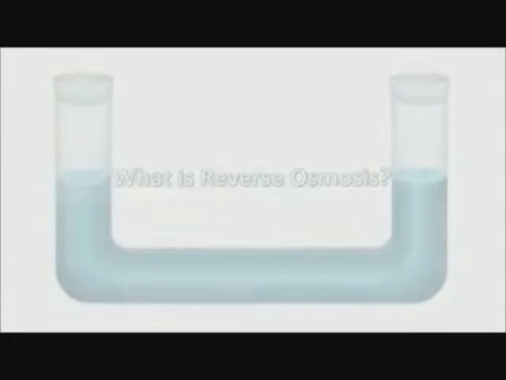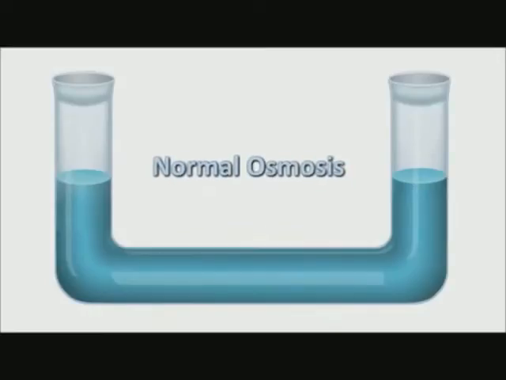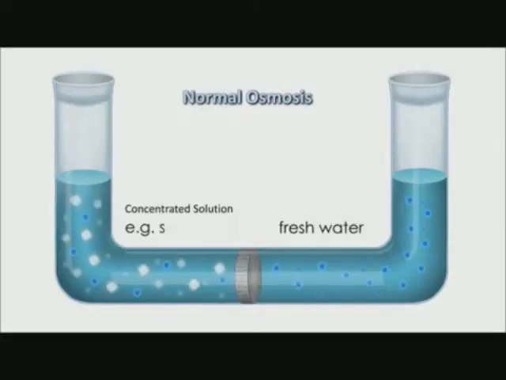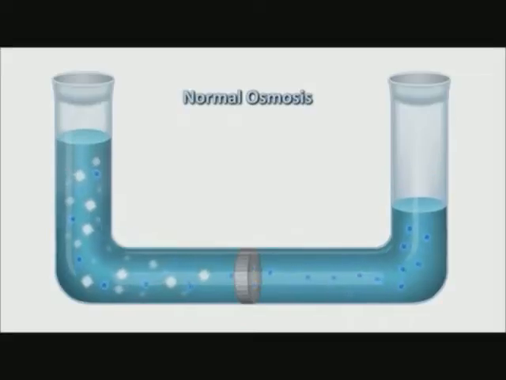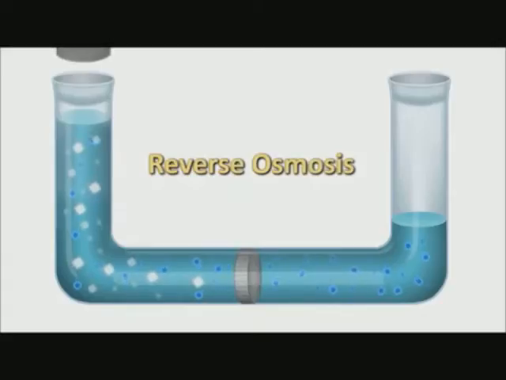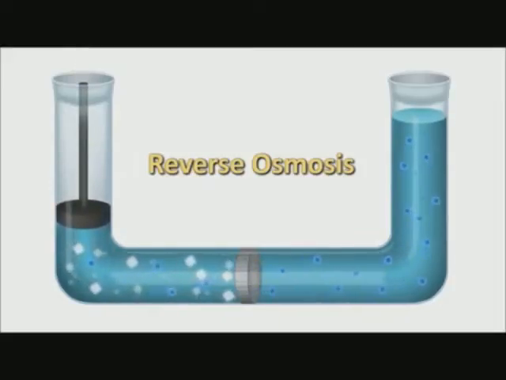To best understand reverse osmosis, let's first look at normal osmosis. To illustrate, imagine a semi-permeable membrane with fresh water on one side and concentrated solution on the other, such as salt water. If normal osmosis takes place, the fresh water will pass through the membrane to dilute the concentrated solution. In reverse osmosis, pressure is exerted on the side with the concentrated solution to force the water molecules through the membrane to the freshwater side. This retains the salt to give us salt-free water.